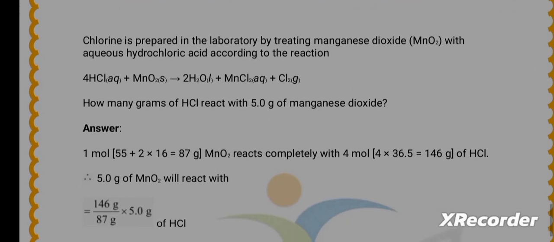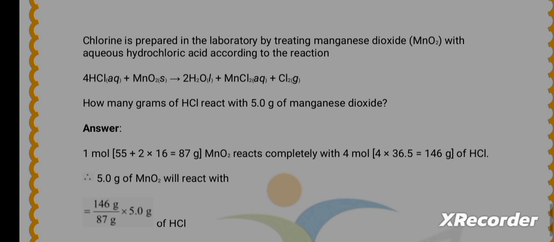Chlorine is prepared in the lab by treating manganese dioxide with aqueous hydrochloric acid according to this reaction. Now 4HCl plus MnO2 give rise to 2 water molecules, 1 manganese dichloride and 1 chlorine gas. Now in this equation we have to solve how many grams of HCl react with 5 gram manganese dioxide. कितने HCl react करेंगे किसके साथ?